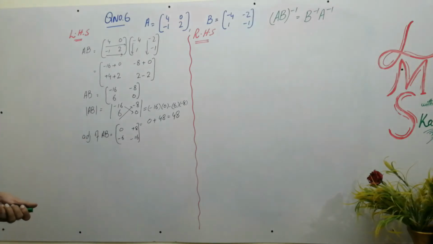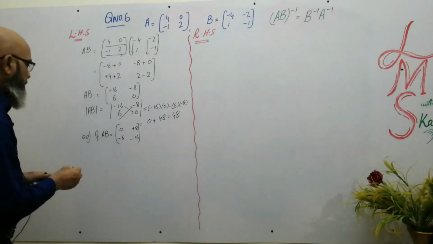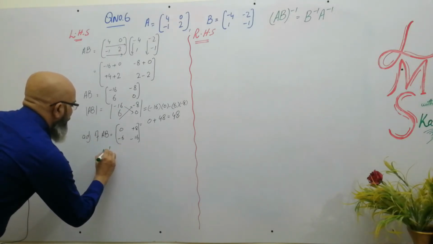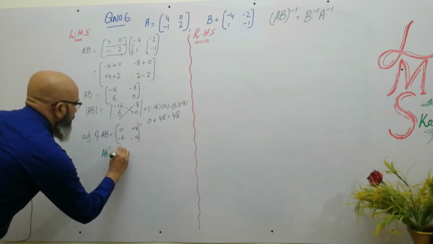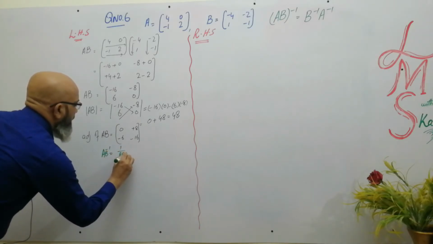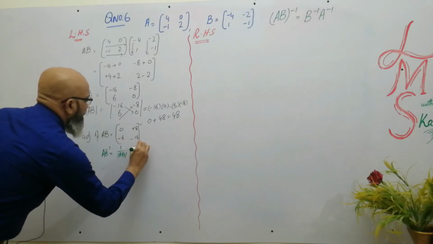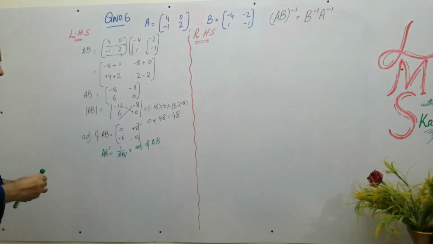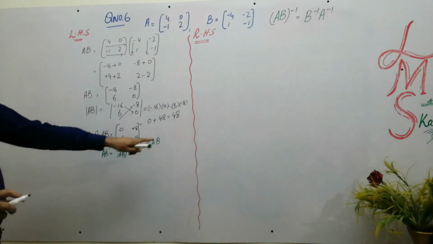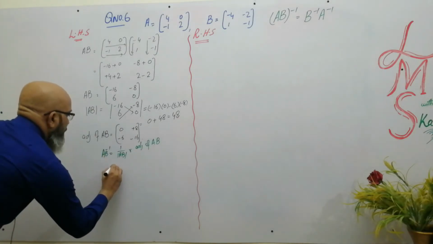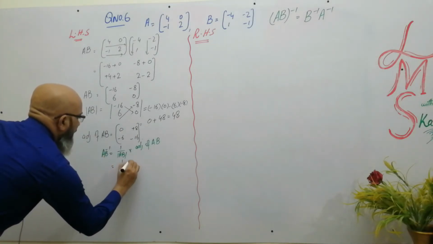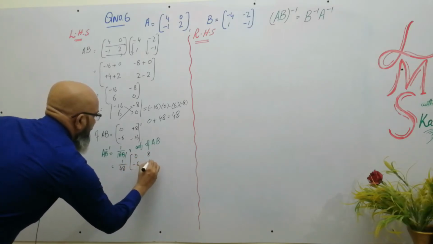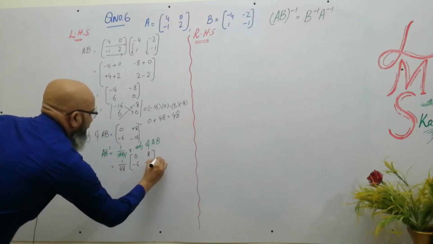Now what is the formula for inverse? As we did in the previous question, (AB) inverse is equal to 1 over AB determinant multiplied by adjoint of AB. Right? So what is determinant of AB? That is 48. 1 over 48 multiplied by 0, 8, minus 6 and minus 16.